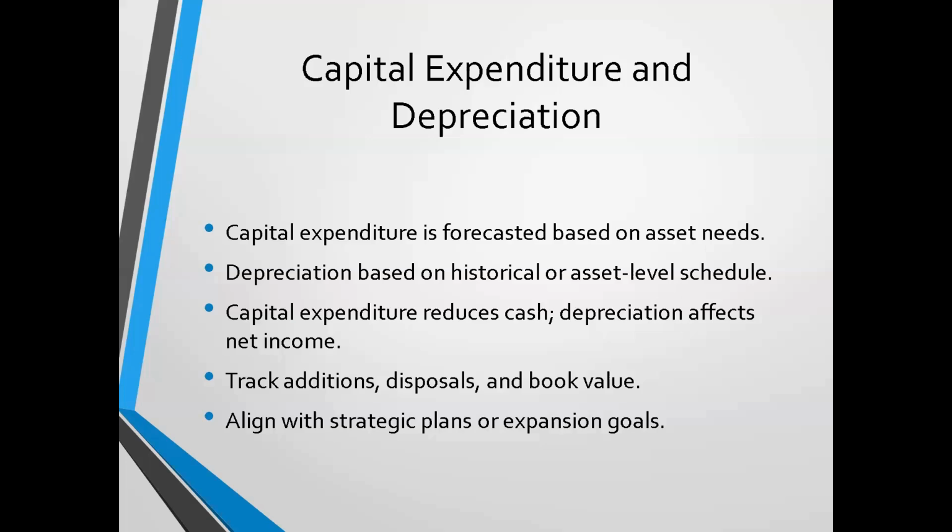So capital expenditure is forecasted by looking at future asset needs like equipment or facilities. It lowers cash, while depreciation is a non-cash expense. It tracks purchases, disposals, and book value. All of these should align with the company's strategic plans or goals.